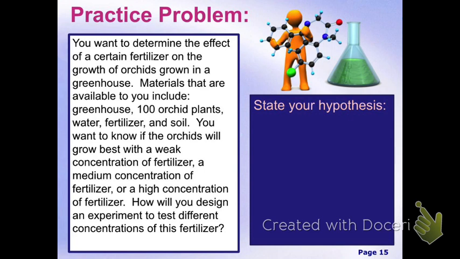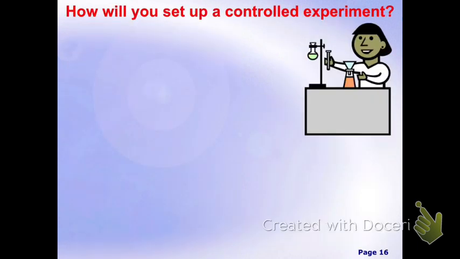You could also write it in a predict format, right? I predict that low concentrations will yield the best results, or I predict. You could also do it in an if-then statement as well, okay? We need to design a controlled experiment. So let's think about how we can go about doing that. What's the one variable that has to change in my controlled experiment?